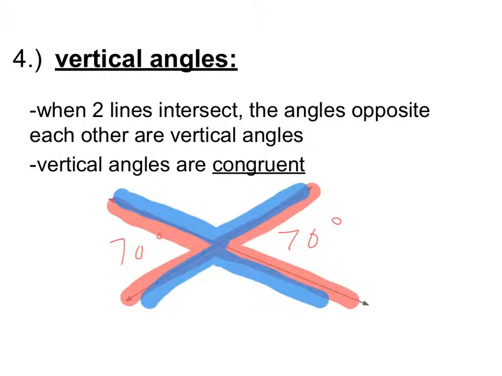So if those two are 70 and 70, we also know that these are supplementary. This one and this one are supplementary. So we can go ahead now and say, this is 110 degrees. This is also 110 degrees.